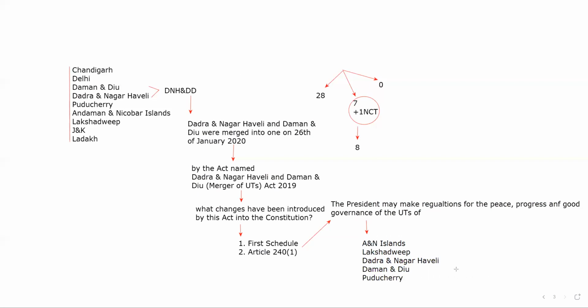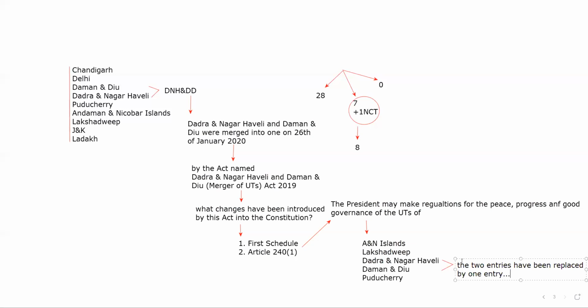So what change has been brought in this Article 240? The important change is that two entries have been replaced by one entry. In place of two entries, one entry has been mentioned now, that is the Dadra Nagar Haveli and Daman and Diu Union Territory.